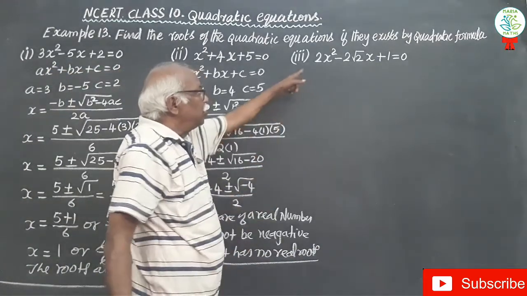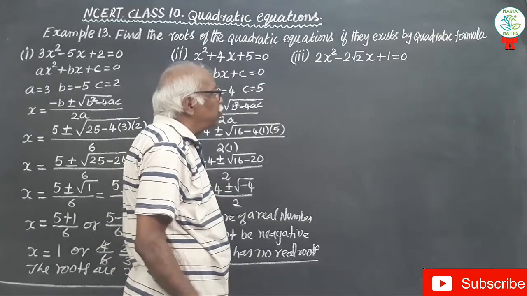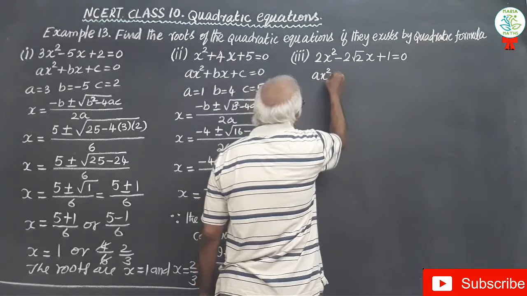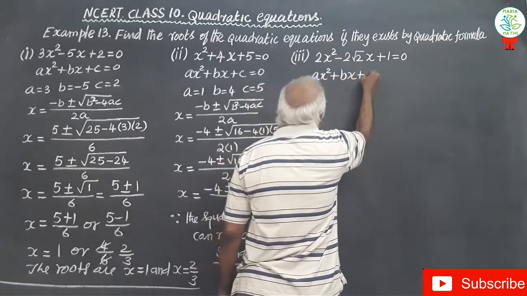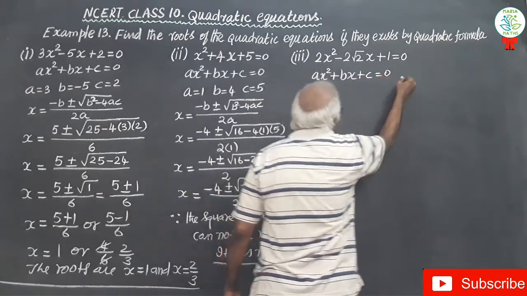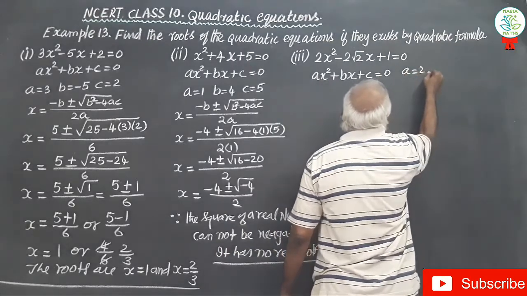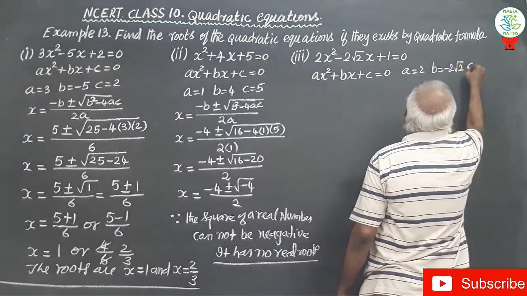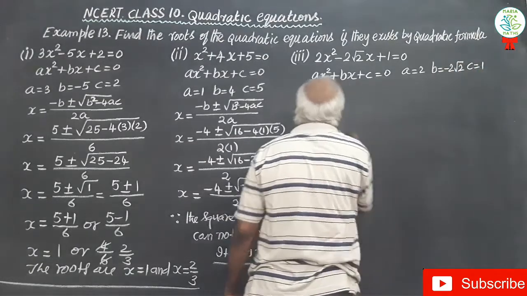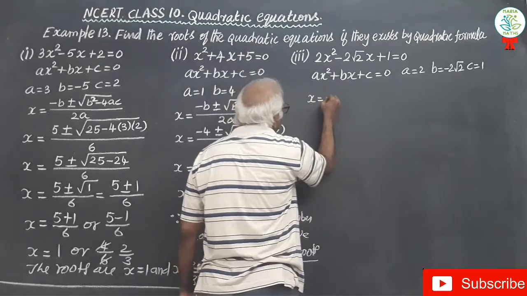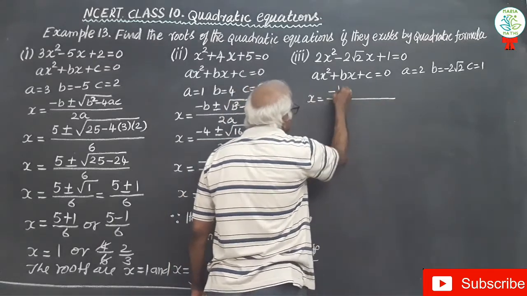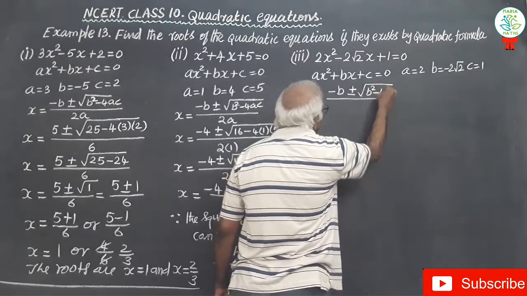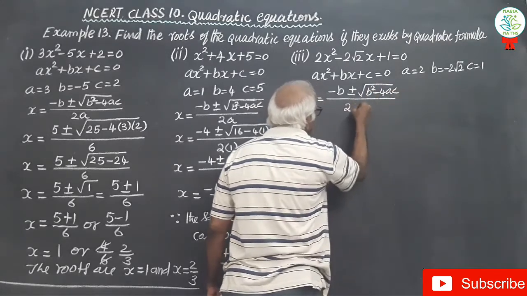Third subdivision, 2x square minus 2 root 2x plus 1 equal to 0. Compare with the standard equation ax square plus bx plus c equal to 0. a equal to 2, b equal to minus 2 root 2, c equal to 1. Formula: x is equal to minus b plus or minus square root of b square minus 4ac by 2a.